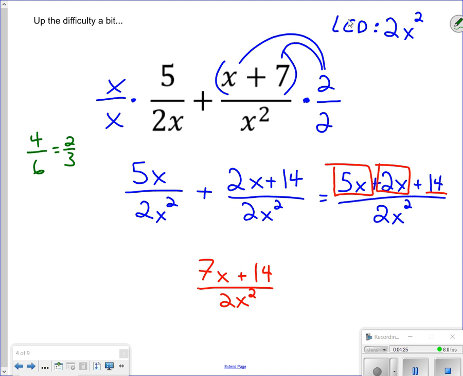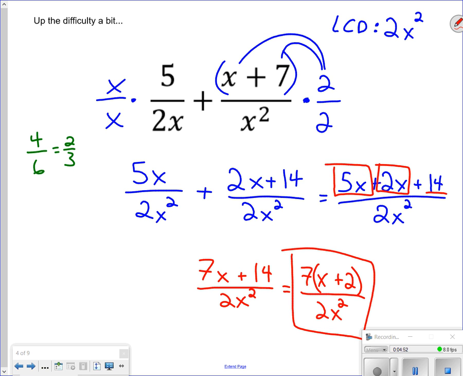In order to simplify, I notice that I can factor something out of the top. So 7 is going to factor out and be left with x plus 2 over 2x squared. So I've got factored form on top and bottom, and nothing's going to cancel out. Remember, you can't cancel those two x's because x plus 2 doesn't cancel with just an x. They're different, right?